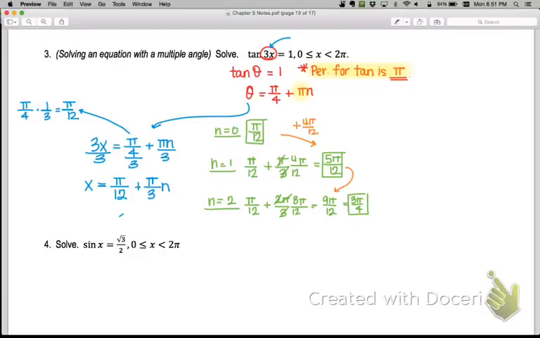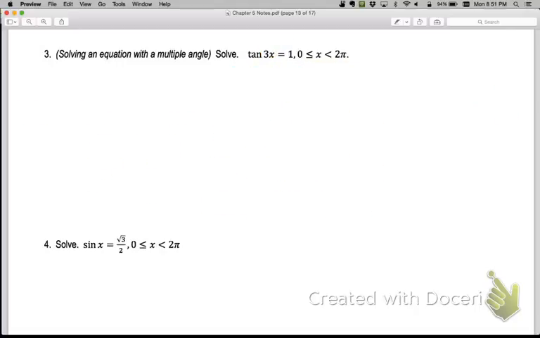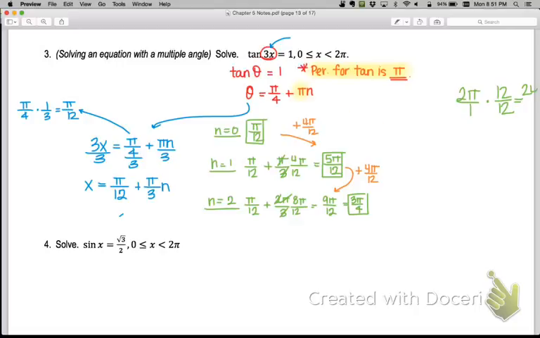From here to here, we added plus 4 pi twelfths. So we can keep doing that over and over again until I get a value that's bigger than 2 pi. Now think about what 2 pi would be in twelfths. If I have 2 pi over 1 and I want to change that to twelfths, I'd have 24 pi over 12. So we have to be lower than that for it to be an answer that we can count.